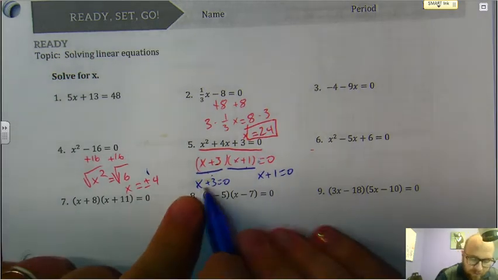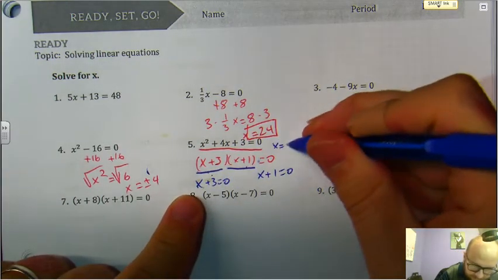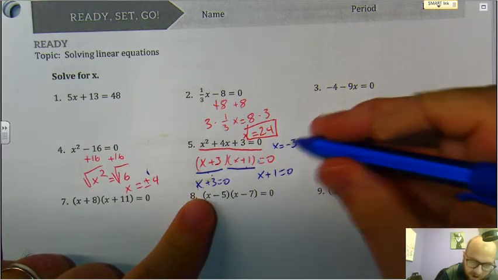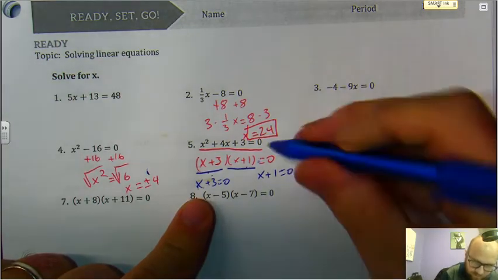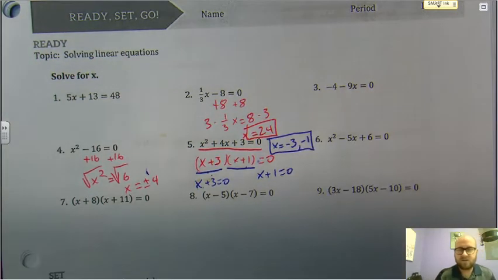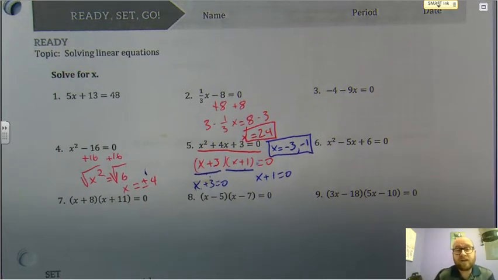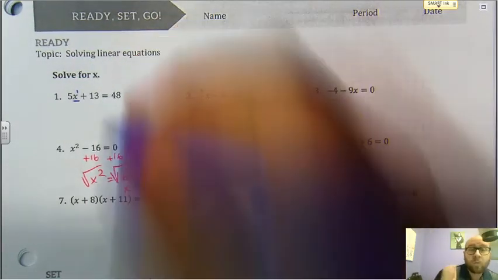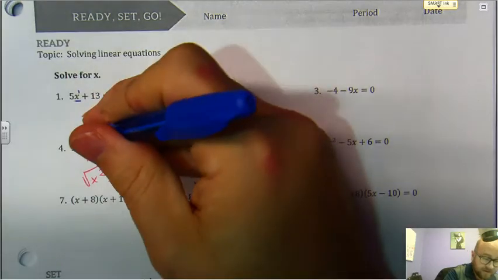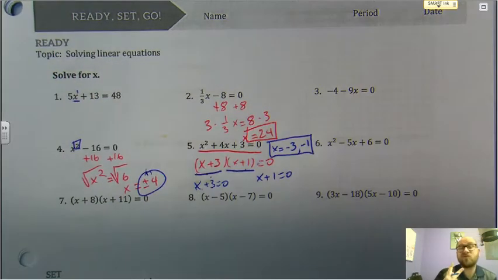So this would happen when x equals negative 3, right? Negative 3 plus 3 is 0. And it would happen when x equals negative 1. Negative 1 plus 1 is 0. So we're going to end up with two answers. As a general rule, whatever power your x is to is how many answers you're going to have, right? If x is to the first power, we're going to get one answer for x. If x is to the second power, we're going to get two answers for x. And if x is to the 3, we get 3 answers, and so on and so forth.